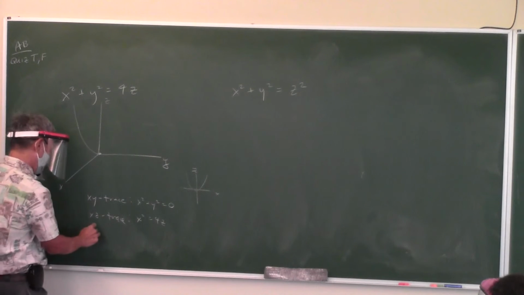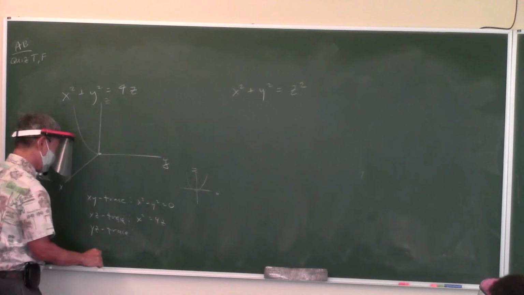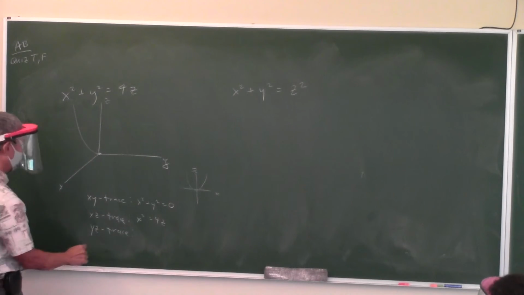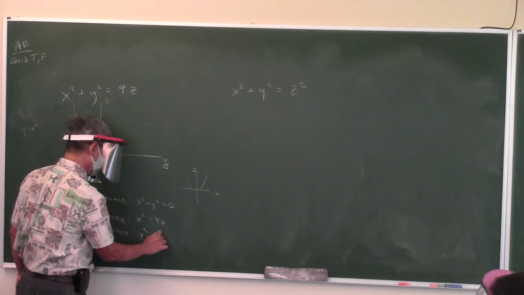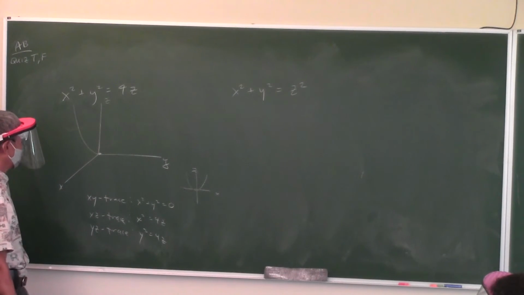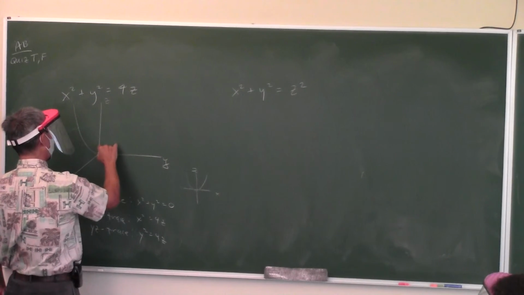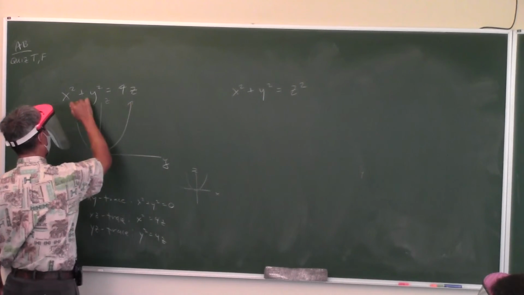And then the YZ trace. Y squared equals 4z. So that's a parabola opening upward, yeah? But it's different from that one, so I don't know.